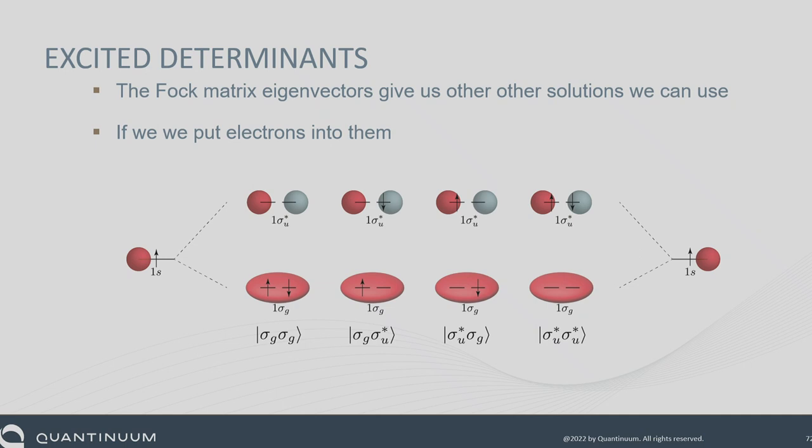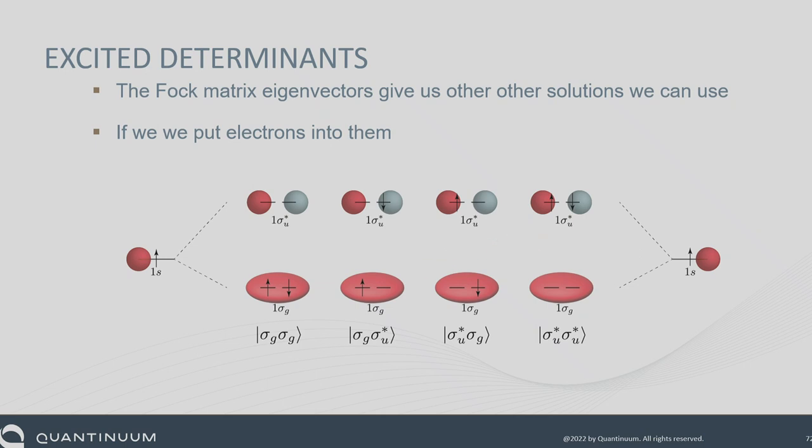So what you do is you take the solutions of the Hartree-Fock. So each one of these lines here, 1, 2, 3, 4, these are solutions to the Fock matrix. So these are eigenvectors of the Fock matrix. But I've just put them here as you can see, and so we've got sigma bonding G. And here we've got sigma bonding G multiplied by sigma star U, antibonding, sigma star U, and then sigma G, antibonding, so bonding, antibonding, bonding, and then we've got two antibondings.